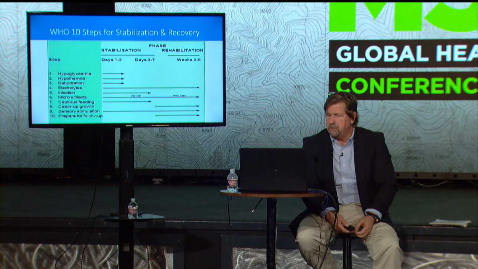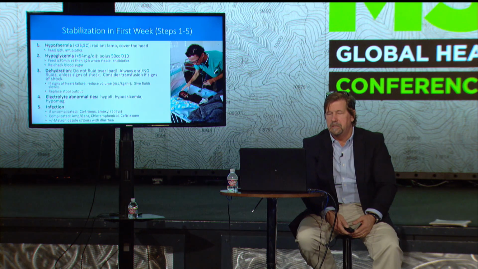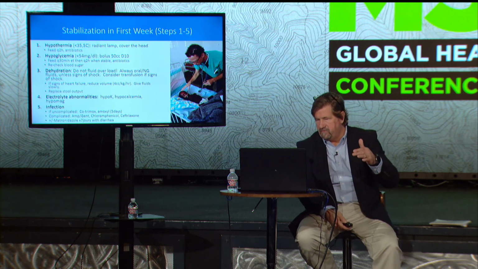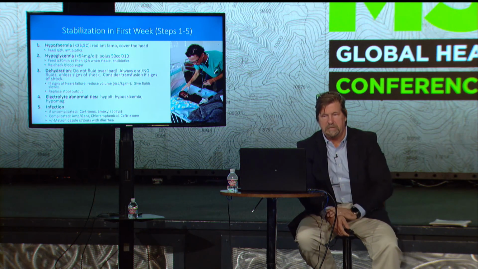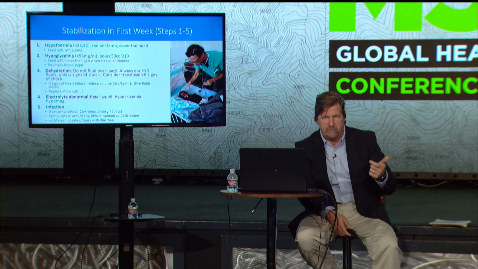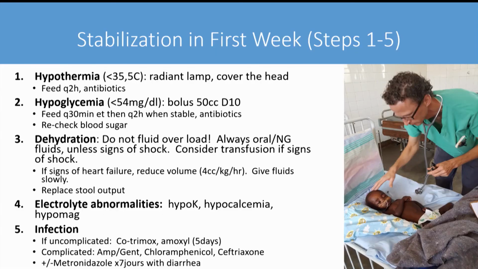So as we go through this process, there's a whole set of protocols, but I just wanted to give you a quick eyeball of it. When we deal with the first 1 through 5, or that stabilization phase, which is that first week, we're dealing with hypothermia, hypoglycemia, dehydration, electrolyte abnormalities, and infection. Those are the first things that you're going to manage.